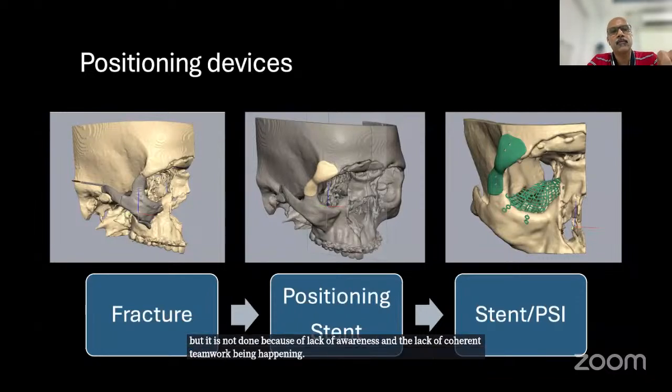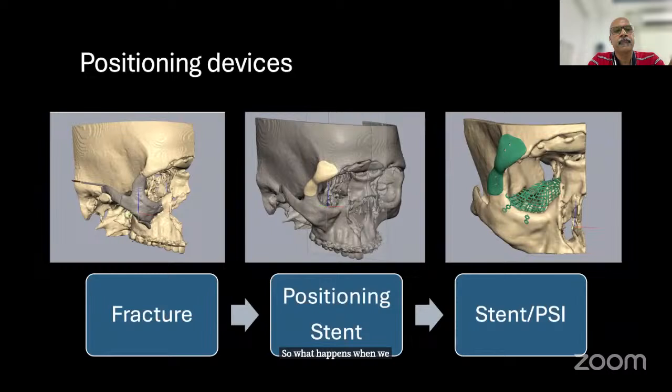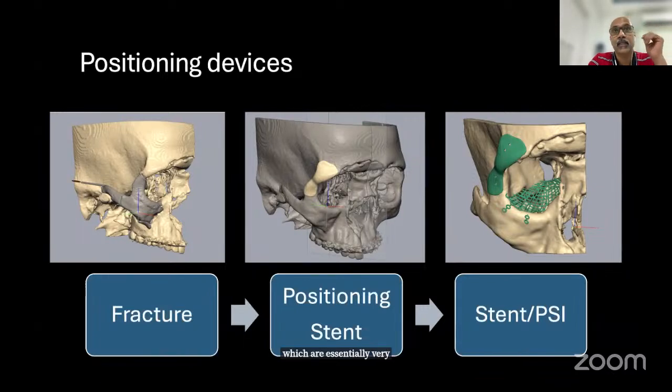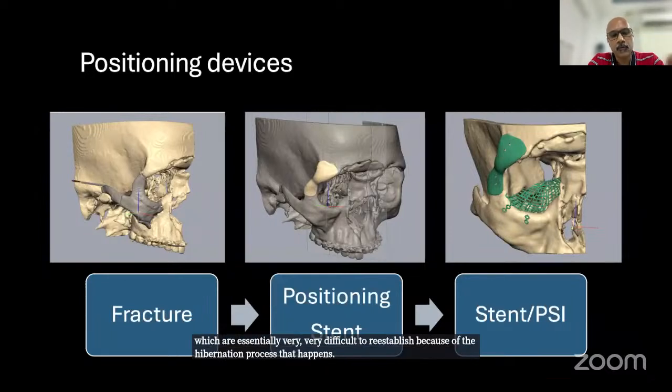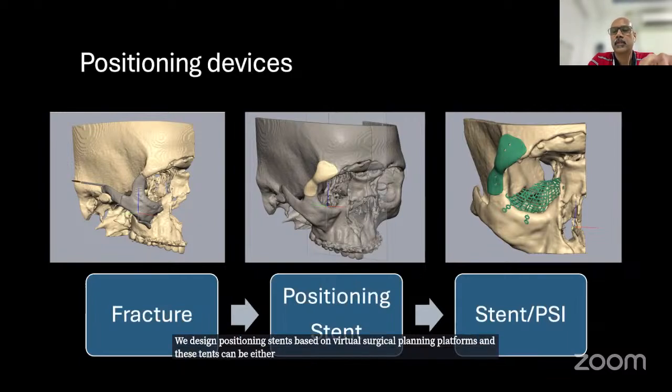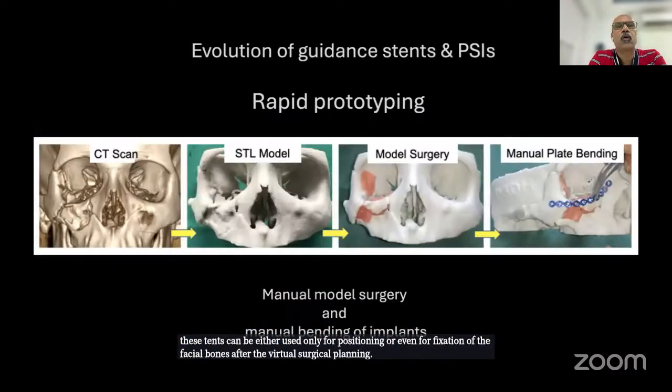So what happens when we deal with secondary trauma is you have united bones, and you have loss of facial contours, which are very difficult to re-establish because of the healing process that happens. So basically, you have a fracture, and we design positioning stents based on virtual surgical planning platforms, and these stents can be used either only for positioning or even for fixation of the facial bones after the virtual surgical planning. Now, how did these evolve?